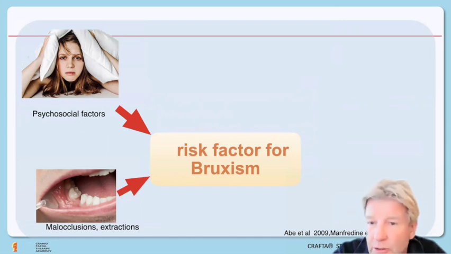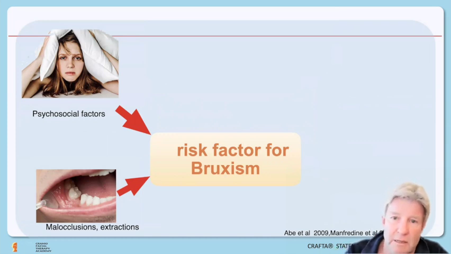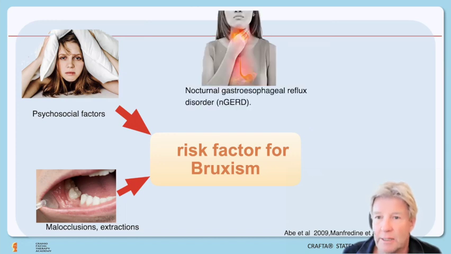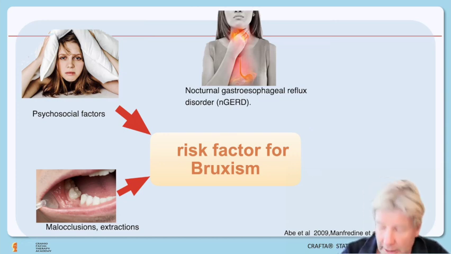That can be psychosocial factors. We know of different studies that an increase of stress and an increase of stress hormones has an influence on the increase of activity of the jaw muscles. Malocclusions can have. Interesting is also GERD, the gastroesophageal reflux, which can cause more bruxism.